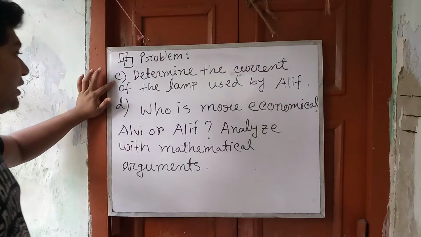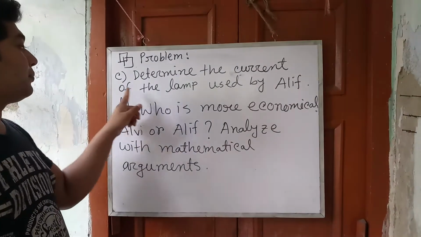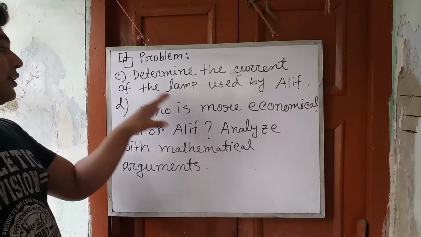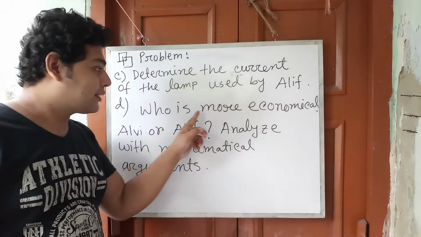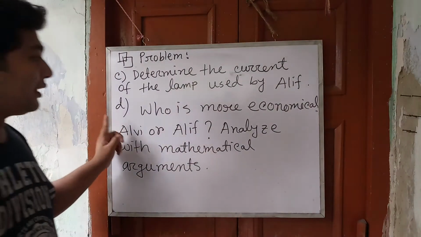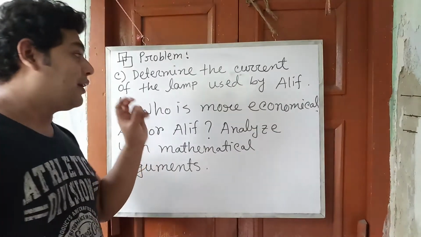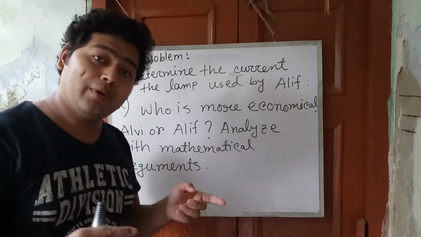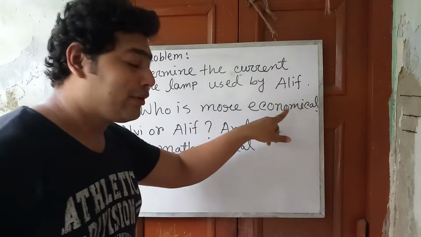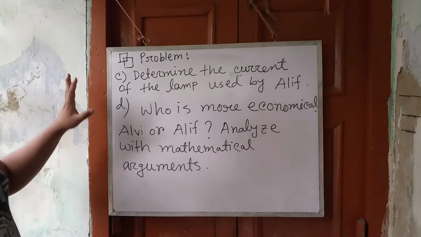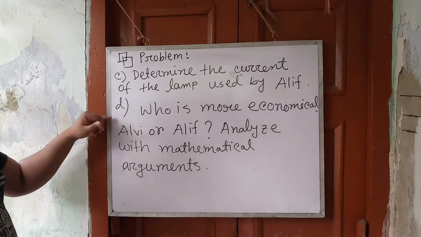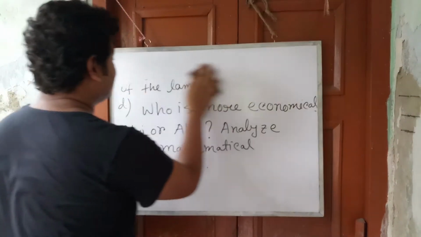Now our question C is to determine the current of the lamp used by Alif. The other question is who is more economical, Alvi or Alif? Analyze with mathematical arguments. In this problem, we need to calculate the cost for Alvi and Alif, then compare both users to find who is more economical. Now our solution. First we will calculate question C, then question D. Now the solution for C.